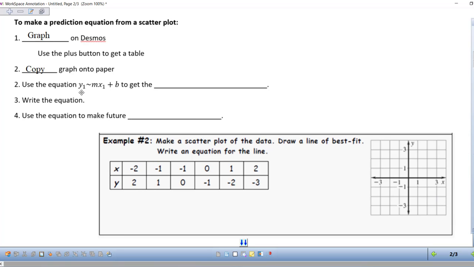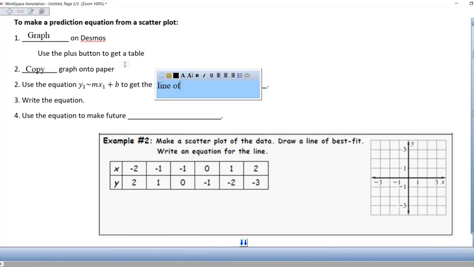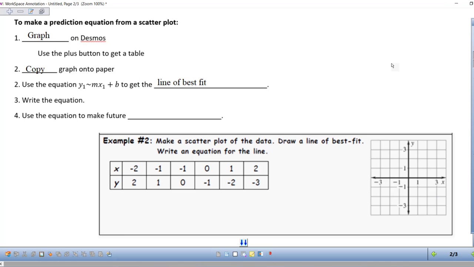We use the equation y sub 1, then this little squiggle symbol, mx sub 1 plus b to get what's called the line of best fit. It's called the line of best fit because it's the line that best fits all of the data, meaning it kind of goes in the middle of all of the points. That will give us that equation. We just write it down, and then we can use this equation to make future predictions.